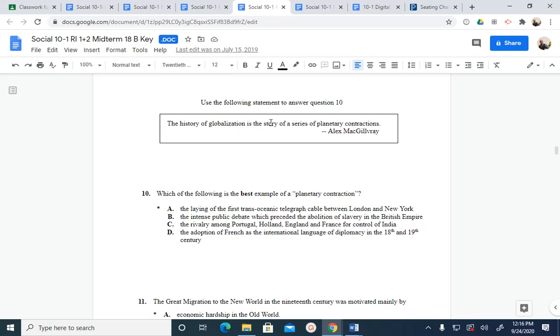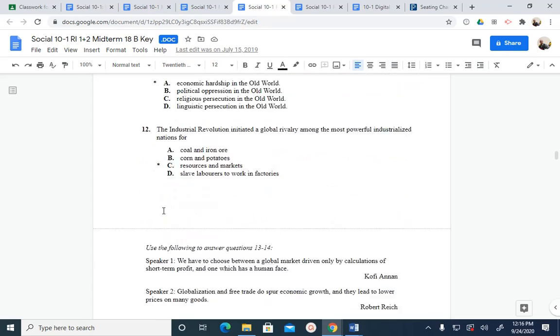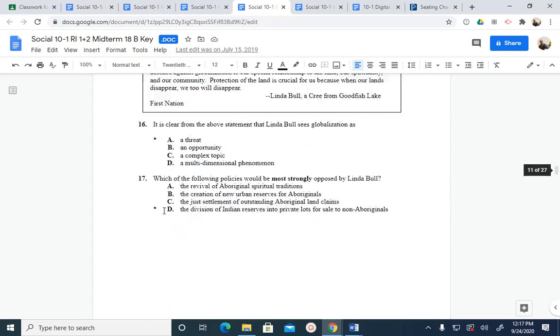So the history of globalization is the story of a series of planetary contractions. Which of the following is the best example of a planetary contraction? So this is more a reading comp application. Hopefully I don't give you an exam where the answer key is listed with a little snowflake right next to the answer. That might be a little too easy.